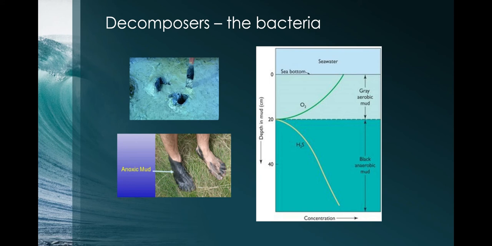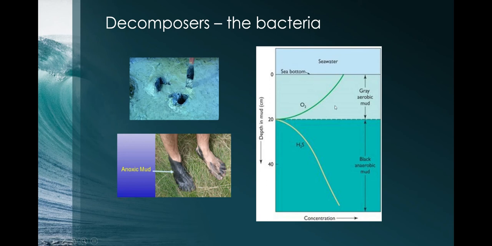So if we think about the bottom of the ocean, especially in coastal environments, we have the seawater up here. And then imagine that you could just see a cross section of what's below that. What you would see would be a thin layer of gray mud. And this gray mud has oxygen in it, especially at the top, there's a lot of oxygen. That oxygen level drops as you get deeper and deeper until there's no oxygen.